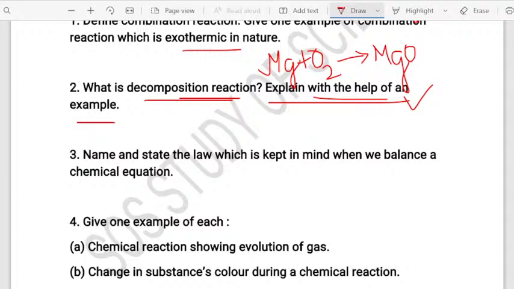Okay, yes. Let us now go for the next question. Mass of the reactant should be equal to mass of the product. Yes, of course, you must always balance. Why? Because you know, according to the law of conservation of mass, mass can neither be created nor destroyed, but it can be converted from one form to another. So whatever is in the reactant must exist in the product. Very good. So we name and state the law which is kept in mind when we balance a chemical equation.